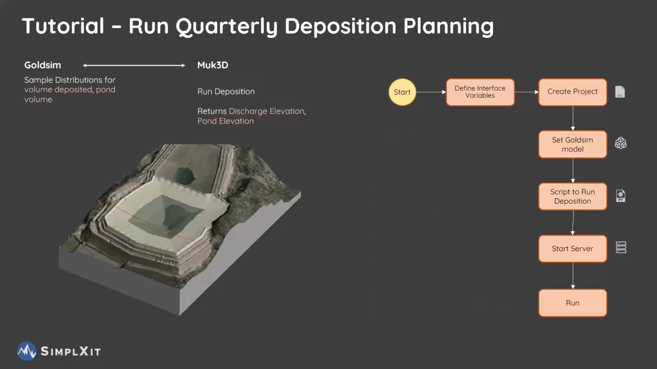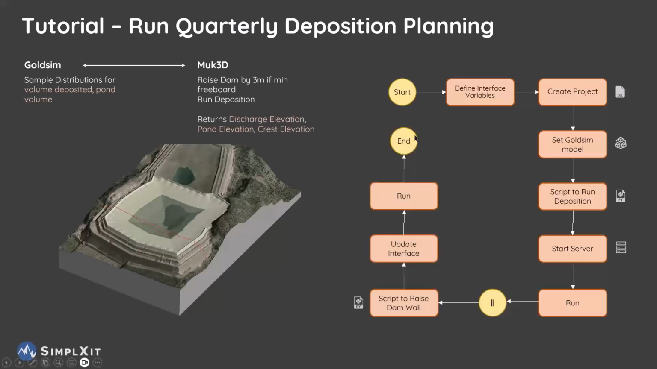Once we're done with that, we'll complexify it slightly by adding another component, because we don't want to just discharge and keep raising the dam. At some point, we'll need to actually raise the dam wall. So we'll calculate the freeboard, and then we'll start raising the dam. We'll just add some commands, update the variables that we've created, and then run the model.